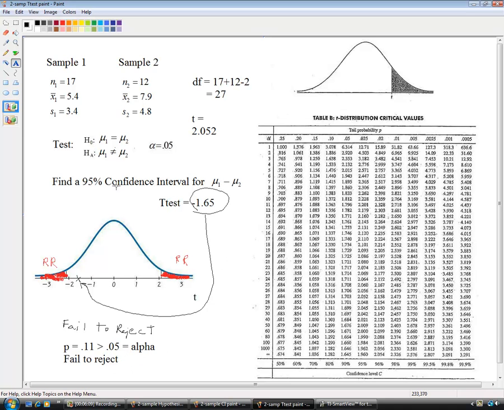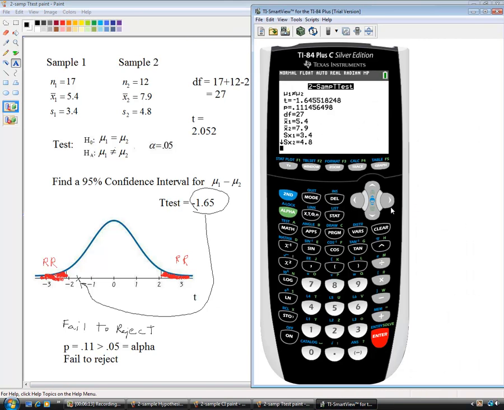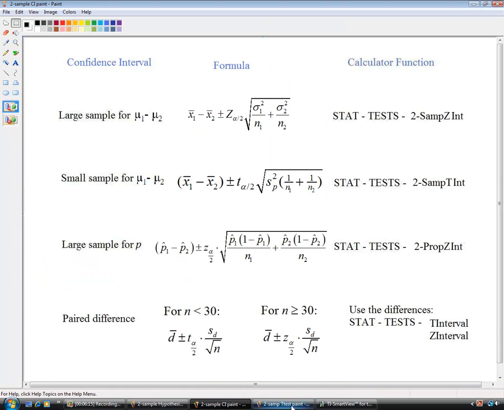And the last thing we want to do is try to do a confidence interval for the difference. And those, we have a small sample. There's our formula. We can put everything into the formula, or we can use the 2sampt int. Int meaning interval. That's what we use for that.